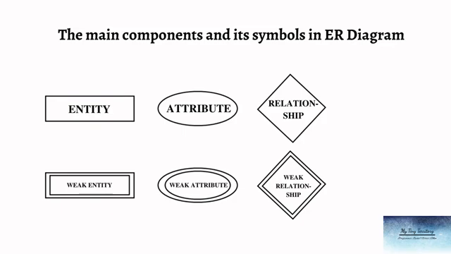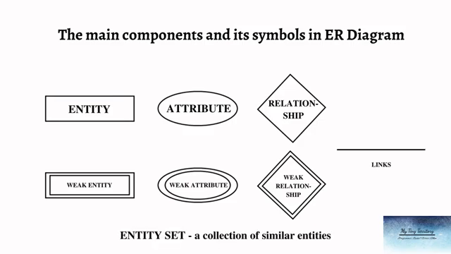Like for example, a doctor entity is related to the hospital entity through his duties. And a teacher entity can be related to the student's entity through the relationship of teachings. Then the lines represent the relationship. That is, if there is a one-to-one relationship, one-to-many relationship, or many-to-many relationship, whatever. So lines represent those kinds of relationships. Entity set. An entity set is a collection of similar entities.